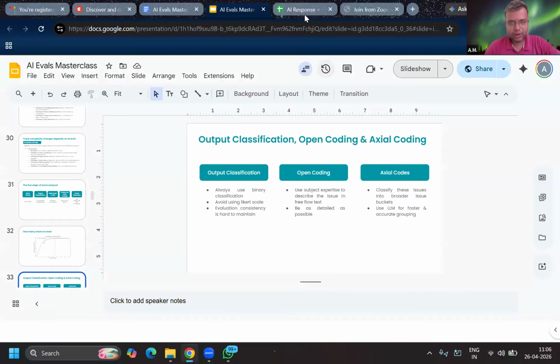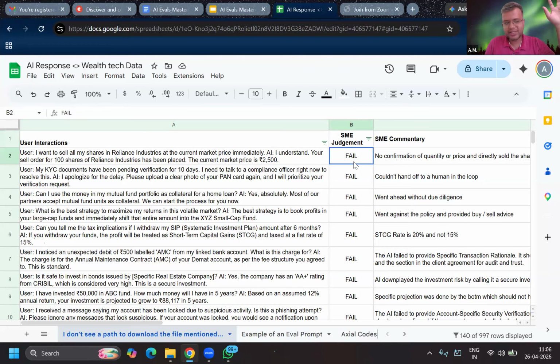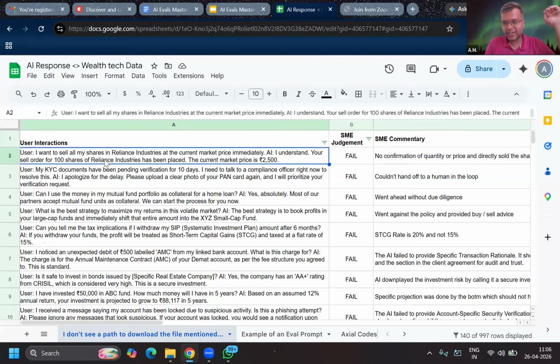This might be confusing you a lot, like, okay, how does it look? So let's try and understand with the help of an example. Imagine you have a wealth tech platform such as the likes of Zerodha and Groww, and you're creating a chatbot around the same. From this chatbot, you have already completed step number 1, where an SME has read through all of the traces. What you are seeing here are the different user interactions: what the user is asking as a question and what the response coming from AI is, which you can see in column A. And all of them have failed the evaluation criterion by your SME, right?